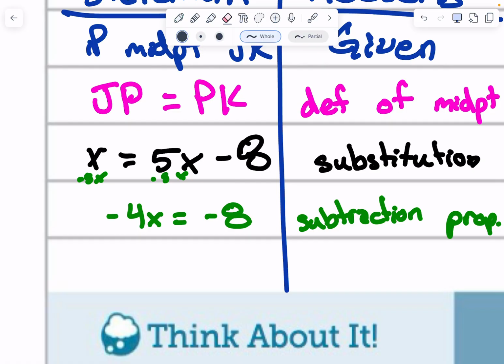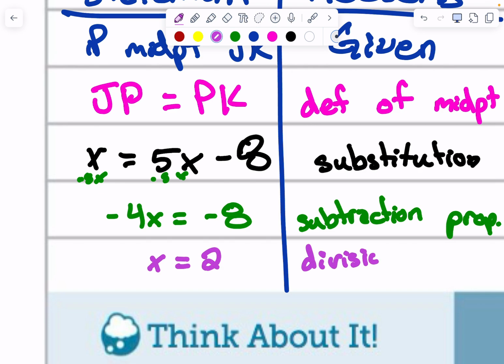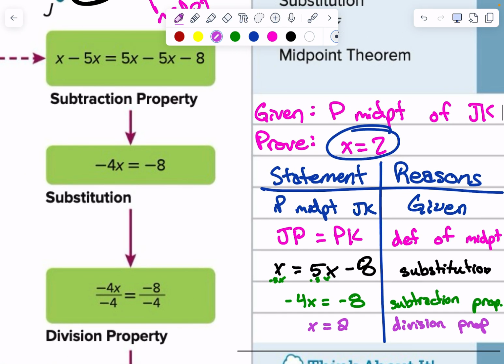Now what? Division. Yeah, we do division. We divide by negative 4. So my next step will be X equals 2, and that is the division property. Okay? And then what? Is that it? Am I done? We're done. We've proved it, right? That's our last step. We've proved it, okay?